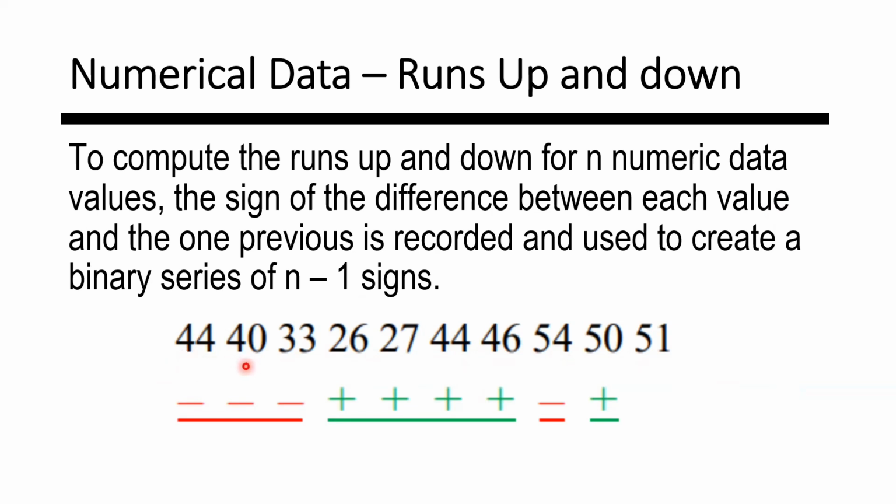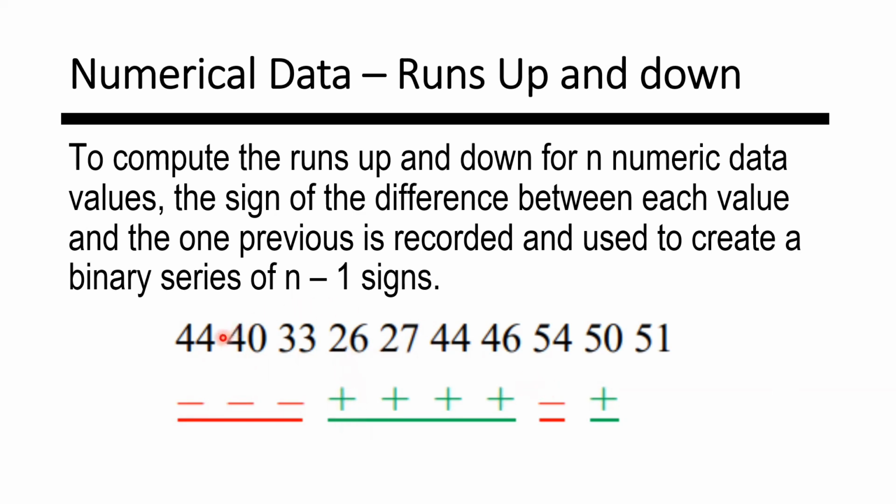We compare the numbers from the previous number. So let's say we have 40 minus 44, which is negative 4. Thus, the first symbol here is negative. Then 33 minus 40, that's negative 7. So that's a negative. Then 26 minus 33, which is negative 7. So that's a negative. And then 27 minus 26, that is positive 1. So that's positive, and so on.